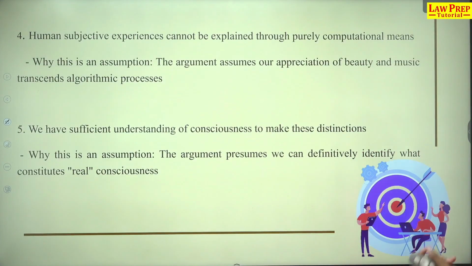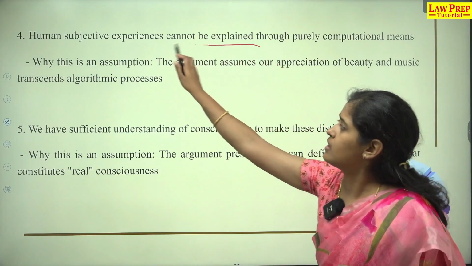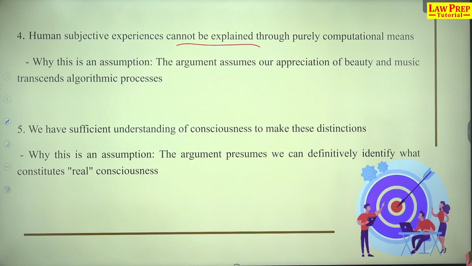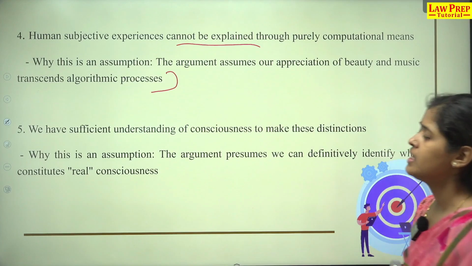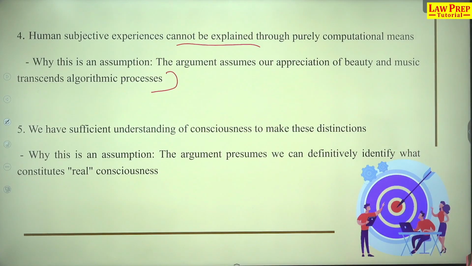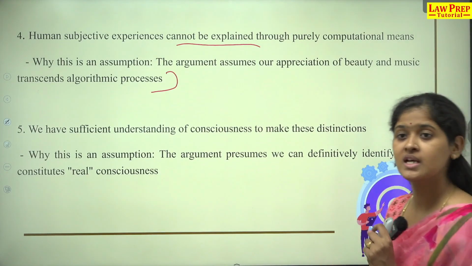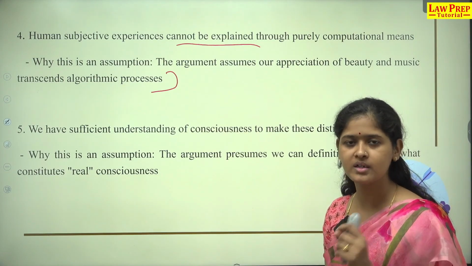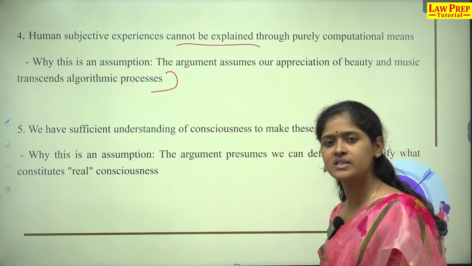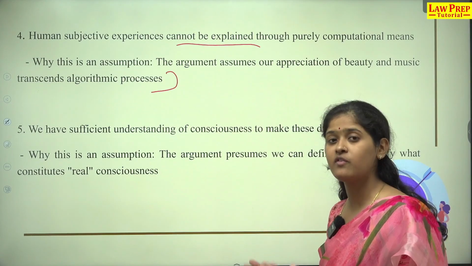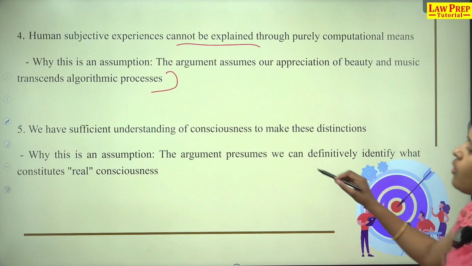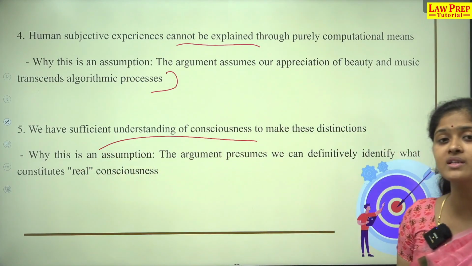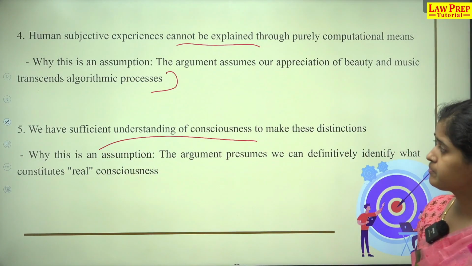Next, human subjective experiences cannot be explained. Correct? That sunset and music thing. The argument assumes the appreciation of beauty and music transcends. This is a basic assumption that it goes beyond symbols or numbers. We have sufficient understanding of consciousness to make these distinctions. Are we correct or not? Like the author has presumed that we all understand the depth of looking at a sunset, of listening to music, right? The author has assumed it common for all of us, right? That we can all understand this consciousness. That is why the author has written extreme language as well, right?